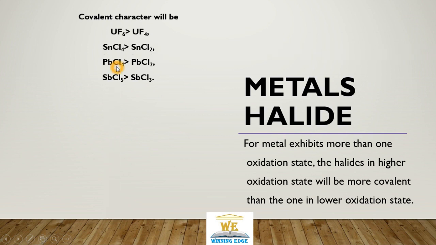Lead tetrachloride will be more covalent than lead dichloride. Antimony pentachloride will be more covalent than antimony trichloride. The reason is the same, Fajans' rule. Here the anions are the same, only the cations are different in different oxidation states. Uranium is 6 positive, which is more polarizing than 4 positive uranium.